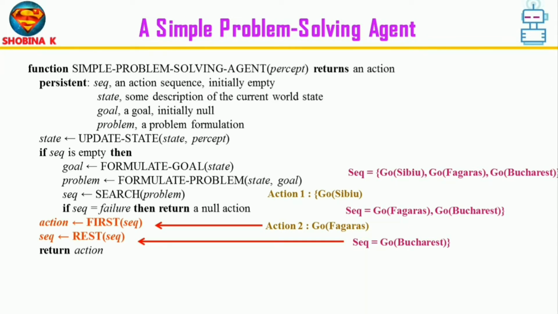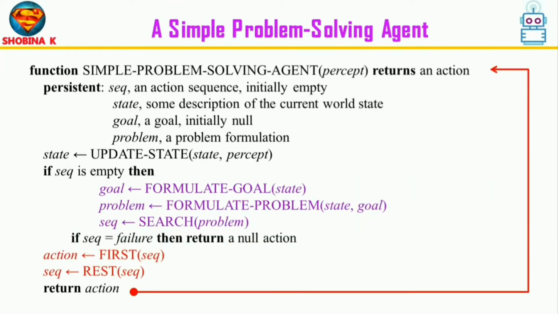That is, after executing this line in pseudocode, this is what we will end up with. And the new action, which is go Fagaras, will be returned as the action to be performed. And when we perform this action, we will reach Bucharest. After the action is complete, again this function is called.